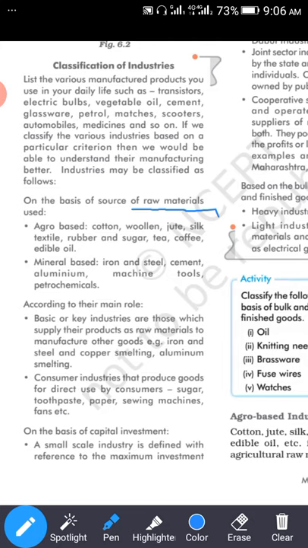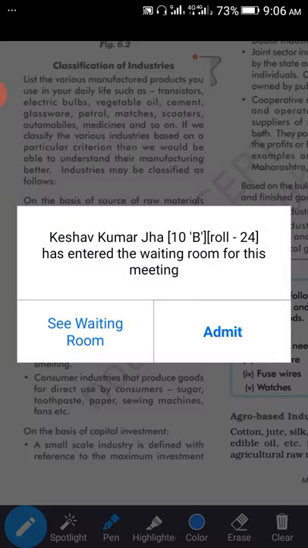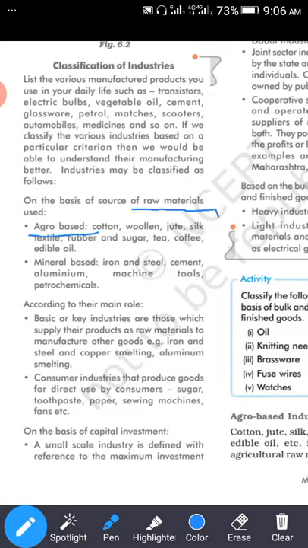It is wheat flour, or maybe you have taken bread. Then that is also wheat flour. So this flour is manufactured in the industry, and it needs the raw material. This raw material, from where do we get it? From agriculture. So this is the agro-based industry. And not only wheat flour, rubber, sugar, tea, coffee, or edible oil, all these raw materials we get from agriculture. So it is the agro-based industry.